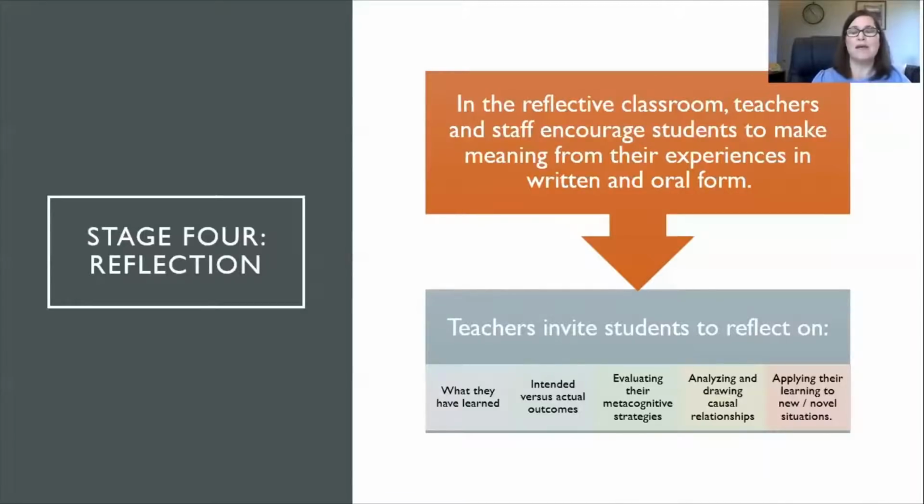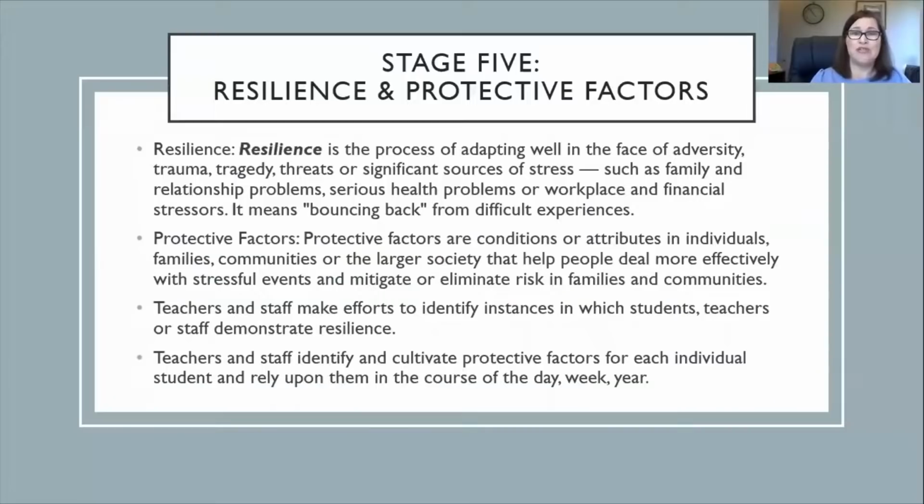The next stage, stage 5, involves a focus on resilience and protective factors. So resilience, we know, is the process of adapting well in the face of adversity, trauma, tragedy, or threats or sources of stress. So this can include family relationship problems, health problems, problems in the educational setting, financial stressors. Resilience really refers to bouncing back from difficult experiences and is obviously quite relevant to many children's current circumstances.